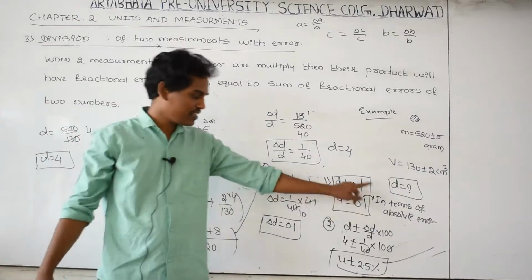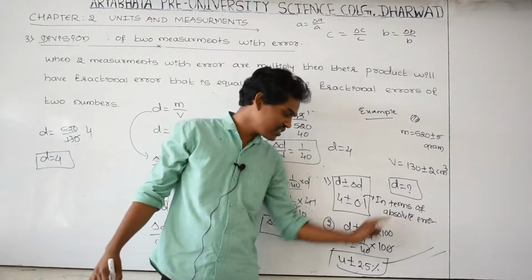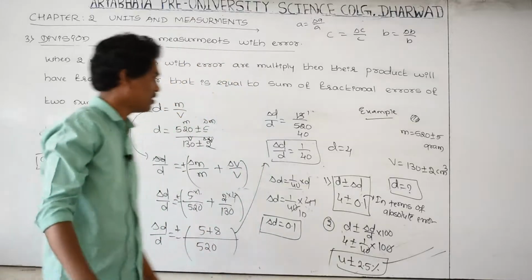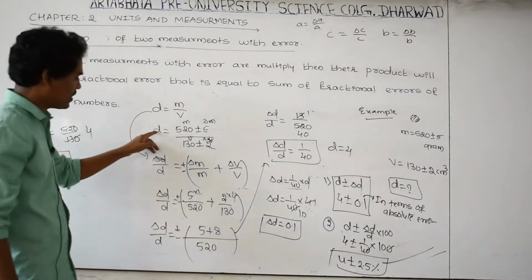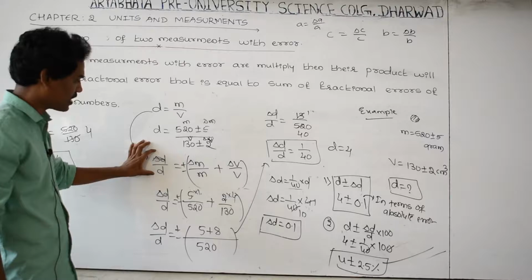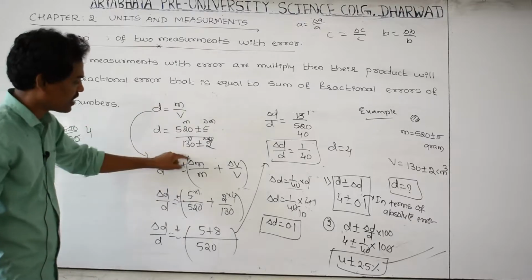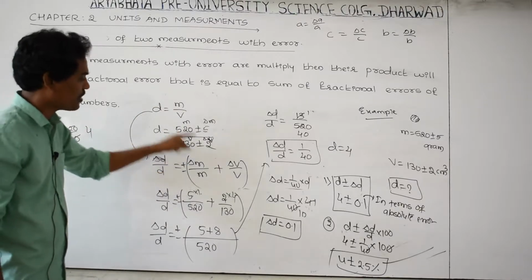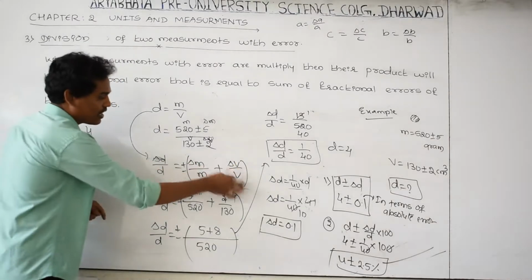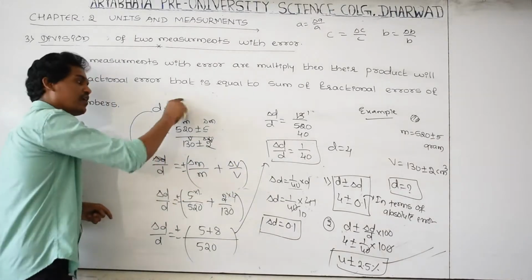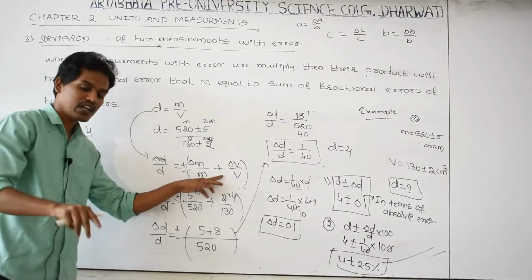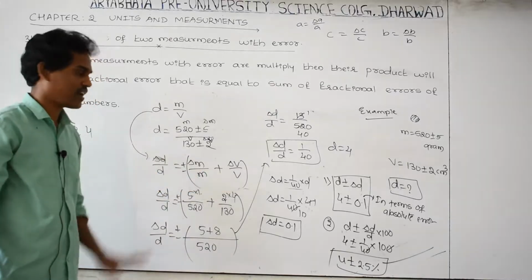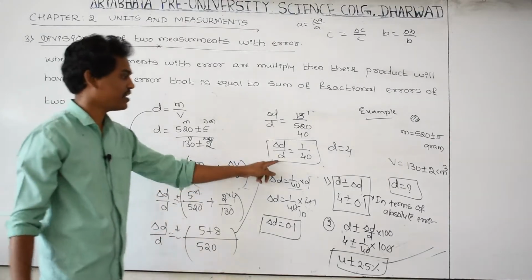This is one way, this is another way. This is in the form of absolute error, this is in the form of percentage. How do I find D? D is equal to just number by number. And the fractional error of D is delta D by D. Fractional error of M is delta M by M, and fractional error of V is delta V by V. Don't take this one in the denominator. M by V or M into V, whatever it is, we have to take the sum of fractional errors. The delta D by D is equal to this much.